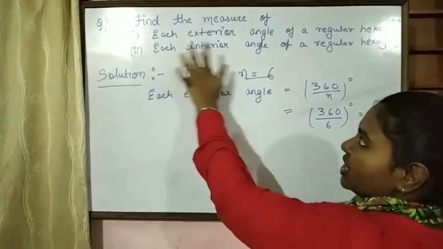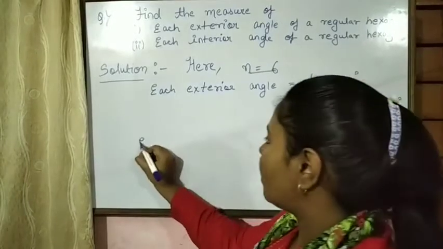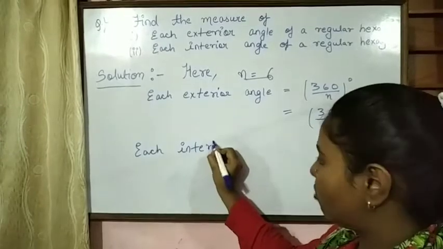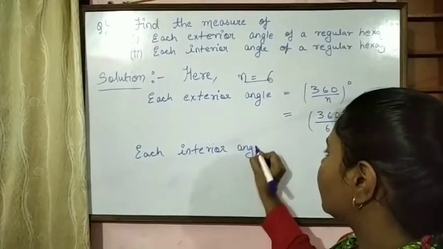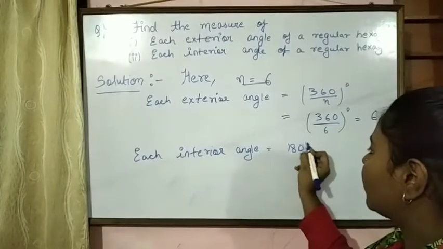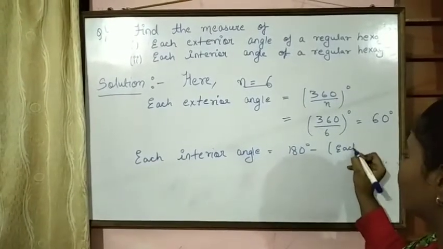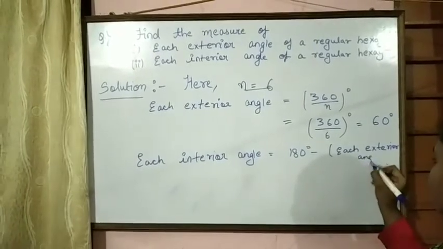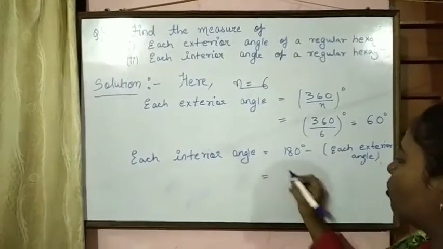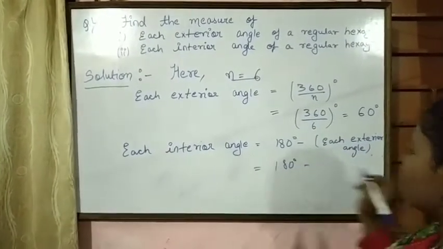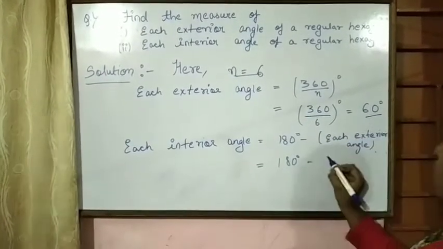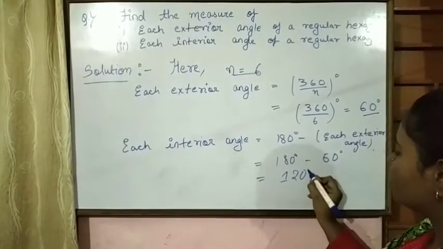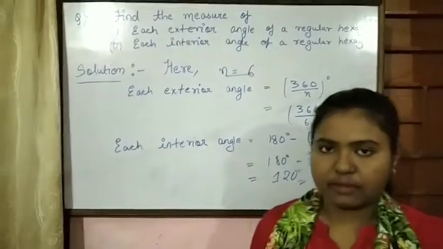Now we have to find each interior angle. We know the formula for each interior angle. So we will solve by that formula. Each interior angle is 180 degree minus each exterior angle. So we have 180 degree minus each exterior angle is 60 degree. So 180 degree minus 60 degree, that will give us 120 degrees. So the answer is 120 degrees.